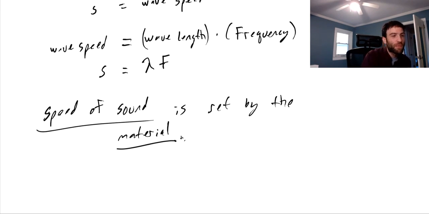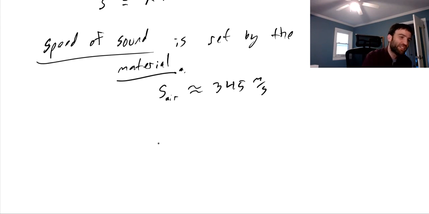Okay. It is set by the material. So for instance, the speed of sound in air at room temperature is about 345, I think, meters per second. Or the speed of sound in seawater is something like 1500 meters per second.